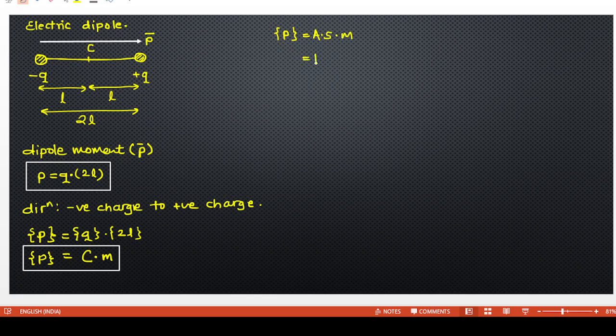So you can write this as kg raised to 0, meter raised to 1, second raised to 1, ampere raised to 1. This is the unit of dipole moment. So what are the dimensions of dipole moment? Mass raised to 0, length raised to 1, time raised to 1. For ampere you can write I or letter A as it is. So this is how you shall be able to find out unit and dimension of electric dipole moment.